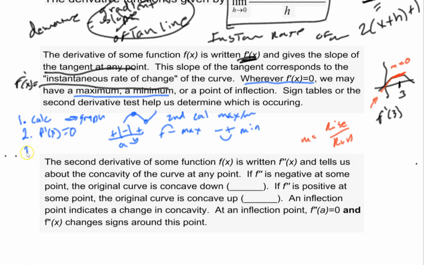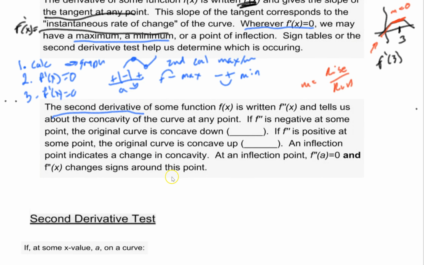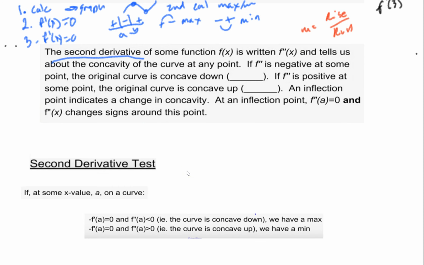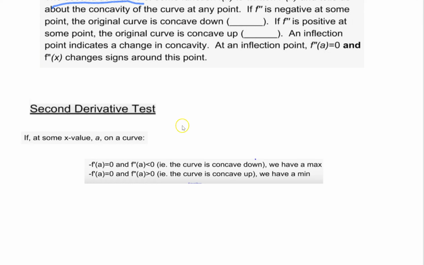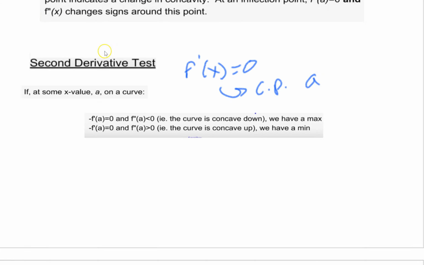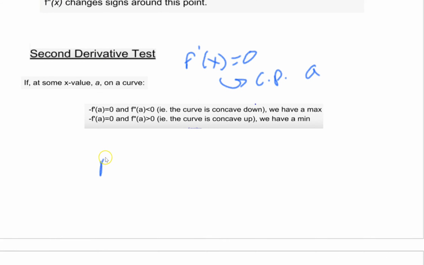And then the third way to do it is something IB loves. That's called the second derivative test. So the second derivative test says this. You take your first derivative and set it equal to 0. That gives you your critical points. Let's say a critical point is A. Now, how do you tell if that critical point is a max or min? That's where the second derivative test comes in. We're going to plug that critical point into the second derivative.